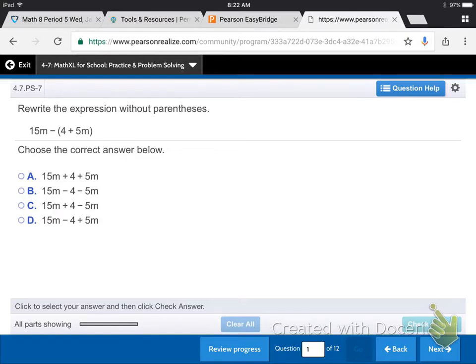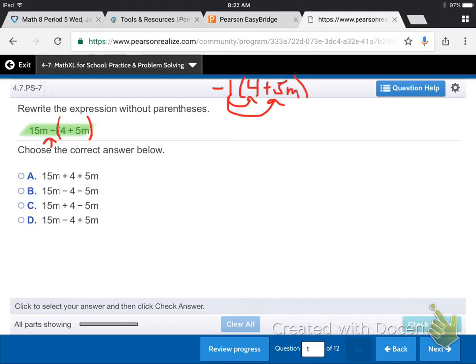We're going to look at this expression right here, 15m minus the quantity of 4 plus 5m. So remember, when we see these parentheses right here, that means that we need to distribute. But you don't see a number out in front of the parentheses, do you? But the number actually is there. Do you know what it is? It's -1, sitting right in front of those parentheses. And then inside is 4 plus 5m. So we have to distribute that -1 and multiply it times 4 and times 5m.